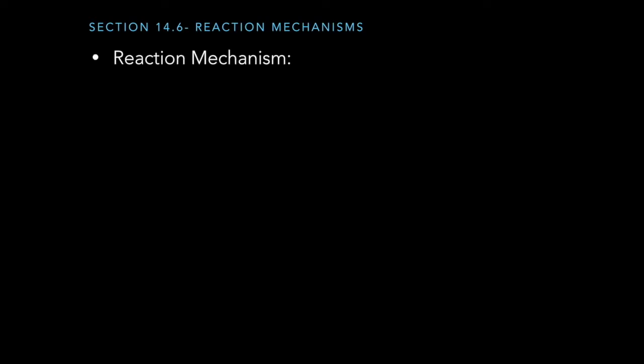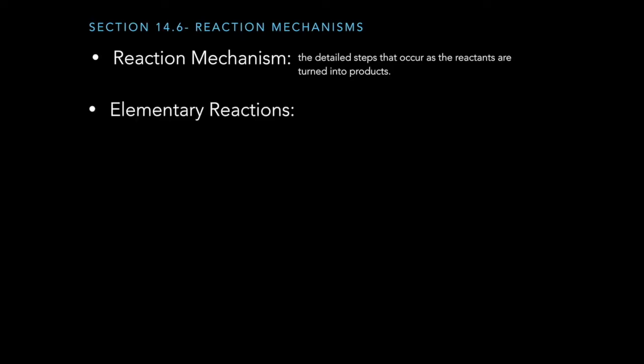So the first thing we need to talk about is a reaction mechanism. The reaction mechanism is the detailed steps that occur as the reactants are turned into products. So when you see one single reaction with reactants and products, that's not all that's going on. There's a lot of behind the scenes action happening. You rarely will see reactants and products be the only things involved in the reaction. Instead, reactants will be transformed into intermediates, which are then eventually going to be turned back into products. So there are a number of steps that occur.